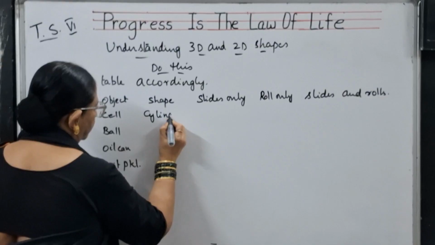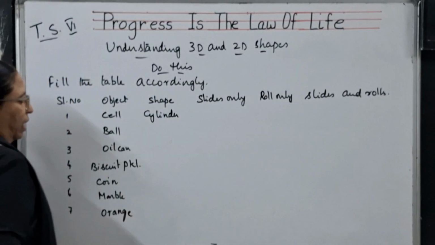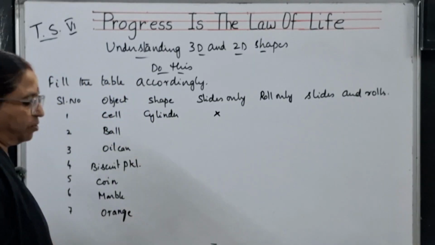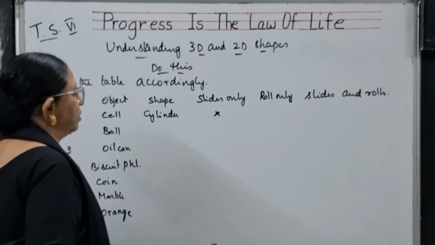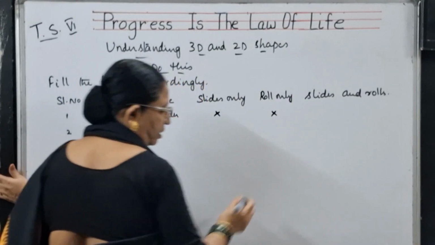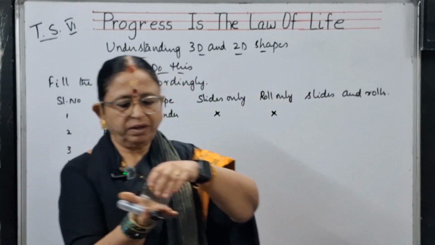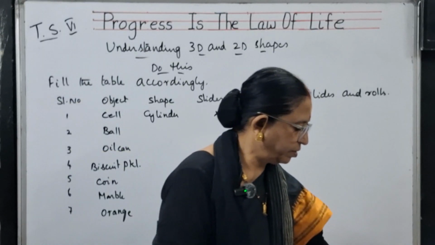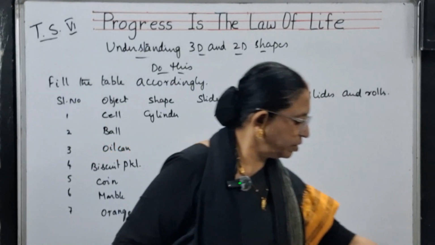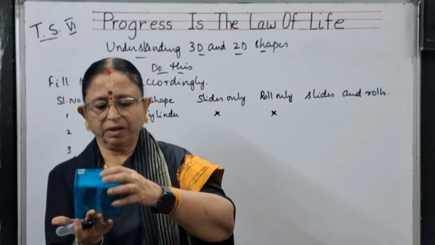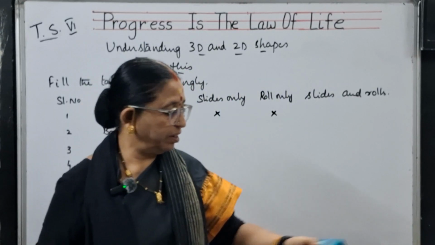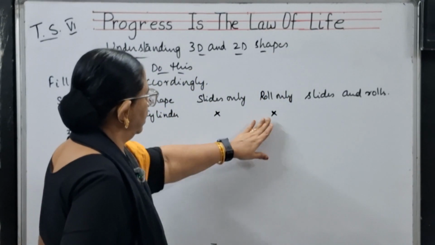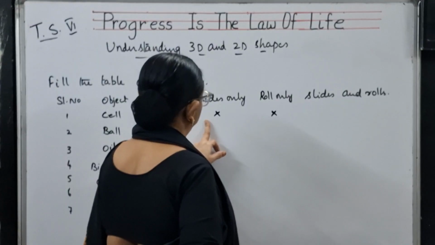This cell is a cylindrical shape, and it will not slide. Sliding means just moving like this. Rolling also, see, if it is a cylinder, it rolls like this. This is called the rolling process. Sliding means you can take this, see, it goes on like this, edge-wise it moves. So that is sliding.